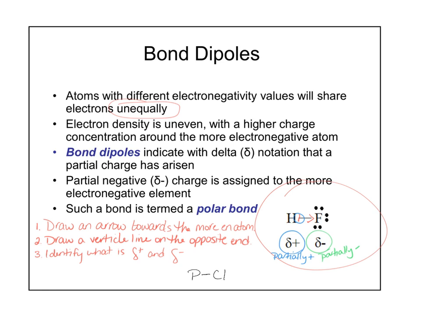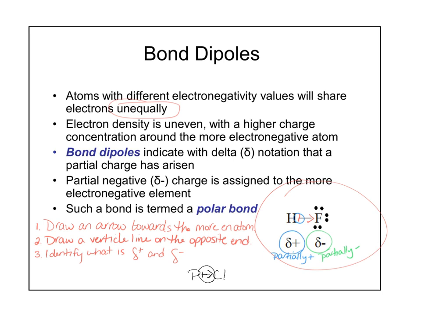And going through my 3 steps, number 1, draw an arrow towards the more electronegative atom. Chlorine has the higher electronegative value, so I'm going to draw that arrow towards chlorine. And then on the opposite end, I'm going to draw a vertical line down. So this right here represents the bond dipole.